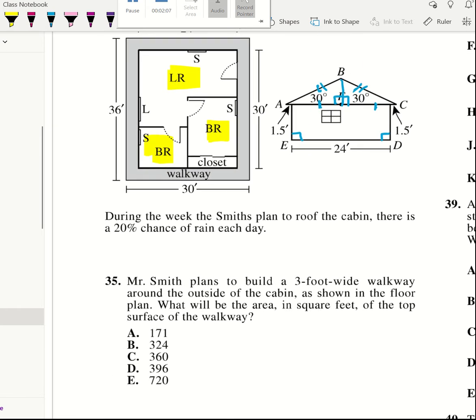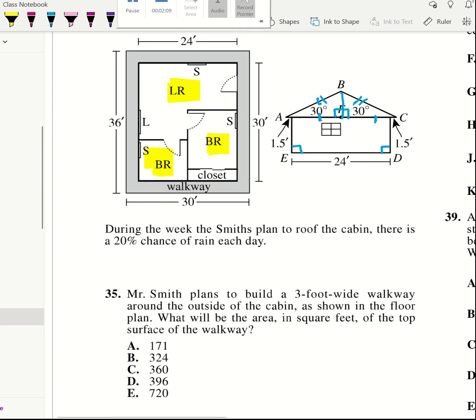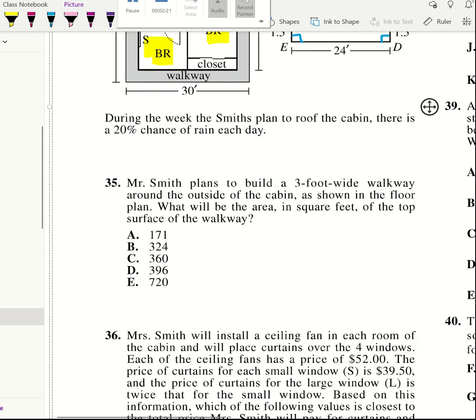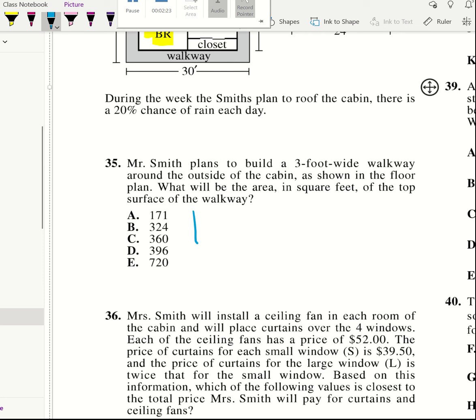Keep in mind, this is a rectangular floor plan, so we want to read it carefully. We want to find the actual area of the flat surface of the walkway. In other words, we want to find the area of the shaded region. So the walkway is the shaded region. So probably the easiest way to do that is to find the area of the outside rectangle.